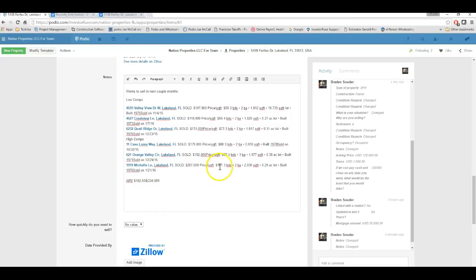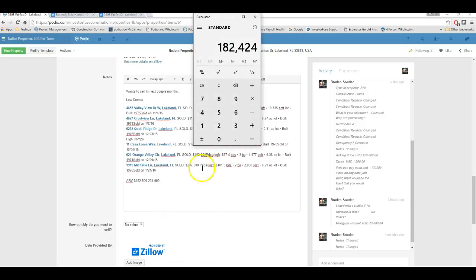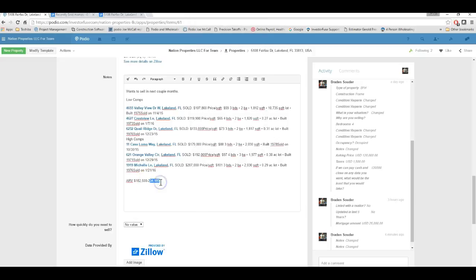And on the high side is $101. Let's go 101 times 2073, I think was the square footage. So 209.4, we'll say. 209,400. I think that's more accurate. It's all about accuracy. We want to give realistic comparable sales. So we got our low comps, we got our high comps.